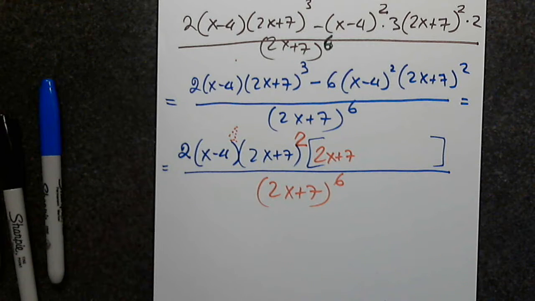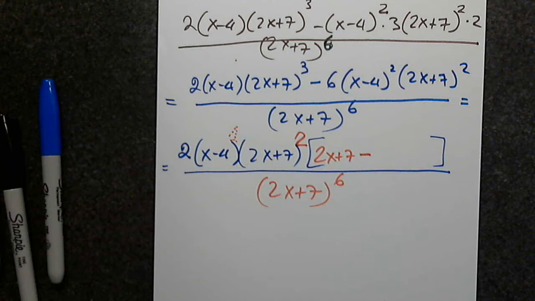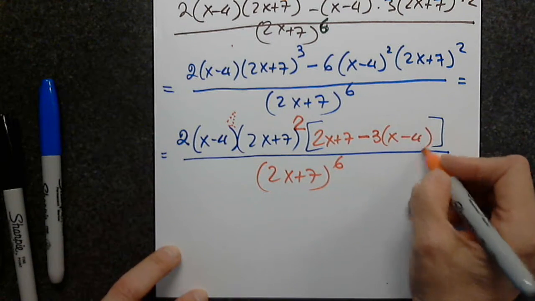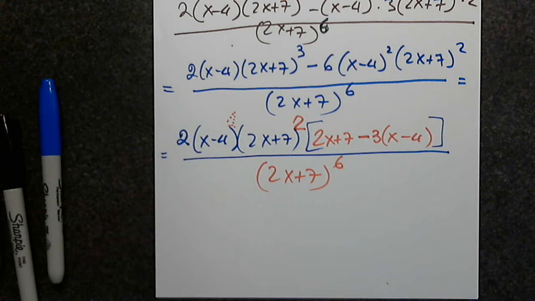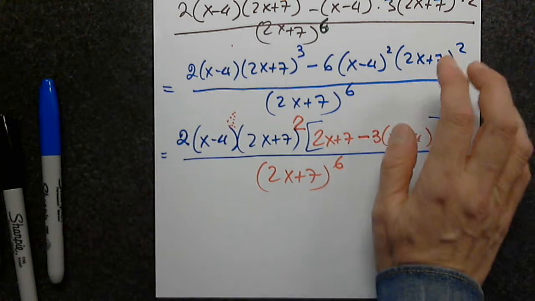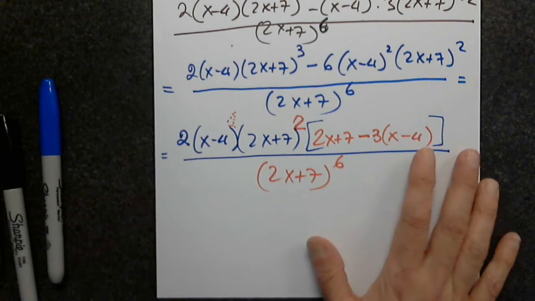Now we have to copy the minus. This is where I'm at right now. From 6, I took a 2 out. What is left? 3. Good. What else is left from the second term? Very good indeed. There is an x minus 4 left. We had x minus 4 squared. We took 1 out. 1 is left. We had 2x plus 7 squared. We took both of them out, so there is nothing else.